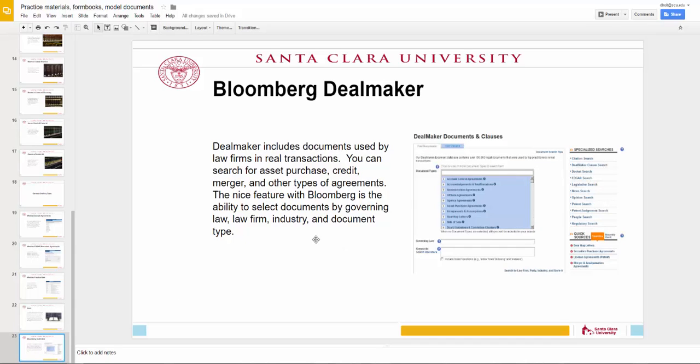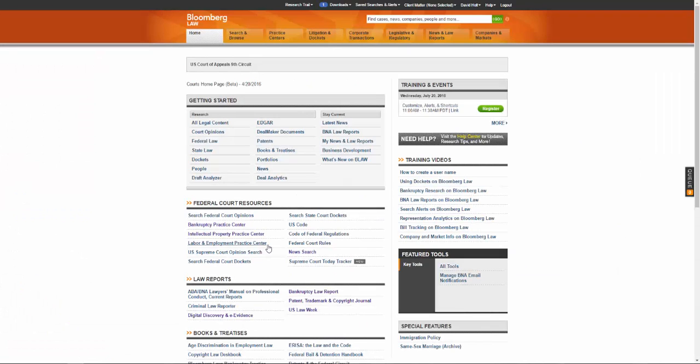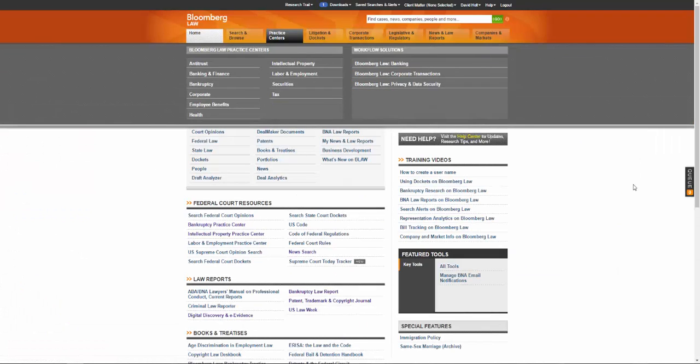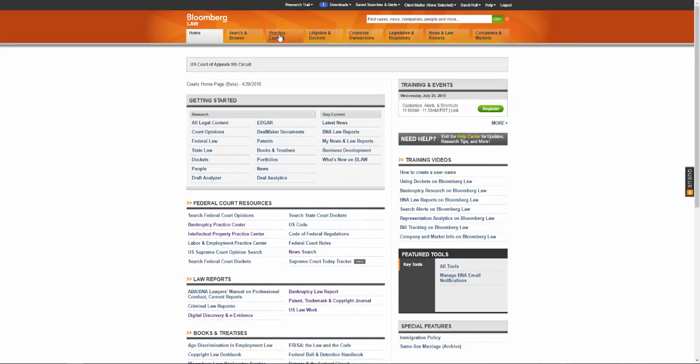And this is a really interesting tool that's rather new, and it's Bloomberg Dealmaker, and I recommend that for a few reasons. For one, Bloomberg is cheap, and so you may actually have use of this in practice, and it's really pretty powerful too. So let's take a look at Dealmaker here. So here in Bloomberg, first let's take a look at some of the trade secret materials that are here.